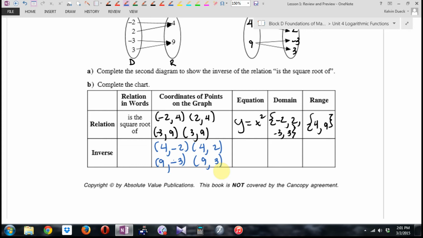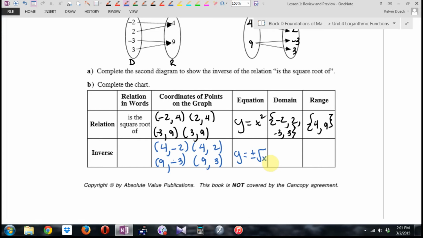Square rooting is technically wrong, but what is correct is this: plus or minus the square root of x. That gives you your positive or your negative answer. Because square root is defined as the positive answer. For me to get that negative answer.